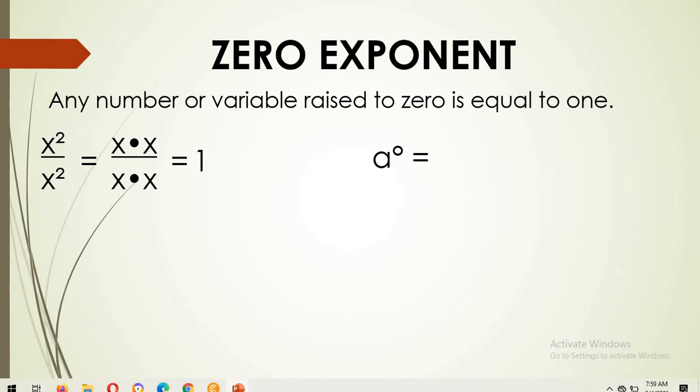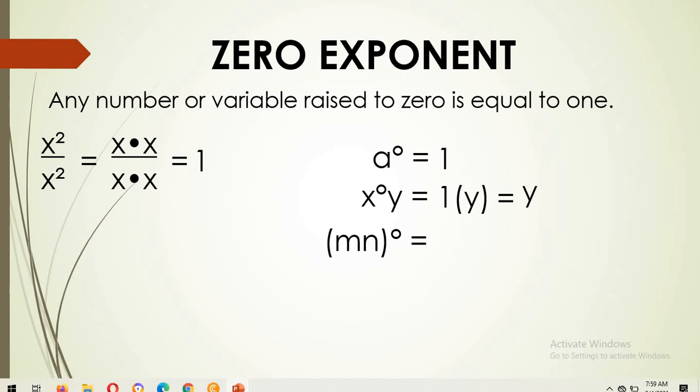So, example, a raised to 0. So, automatic 1 na siya. X raised to 0 and y. So, we have x raised to 0 is 1. Then, copy y. 1 times y is y.